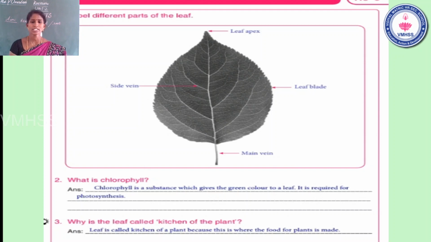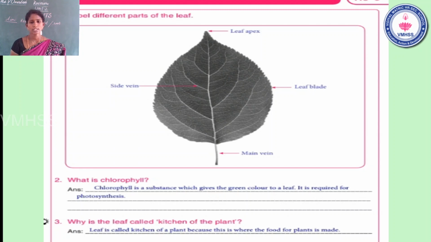Okay. Second question, what is chlorophyll? What is meant by chlorophyll? Yes, very good. Chlorophyll is a substance which gives the green color to a leaf. It is required for photosynthesis.